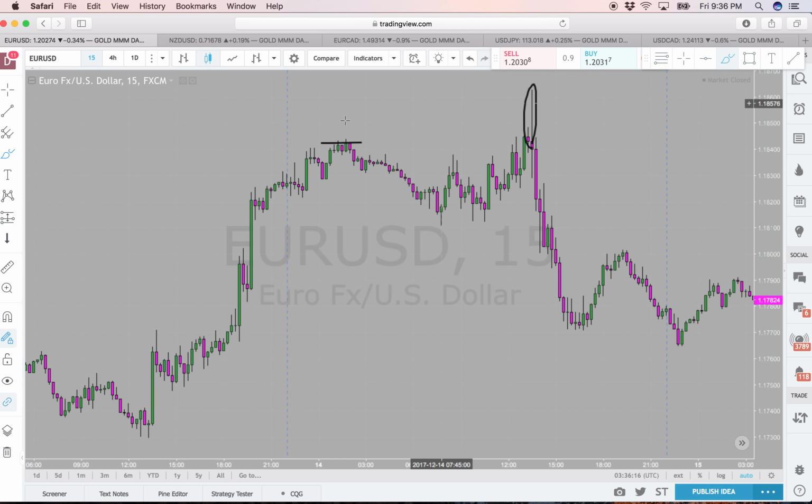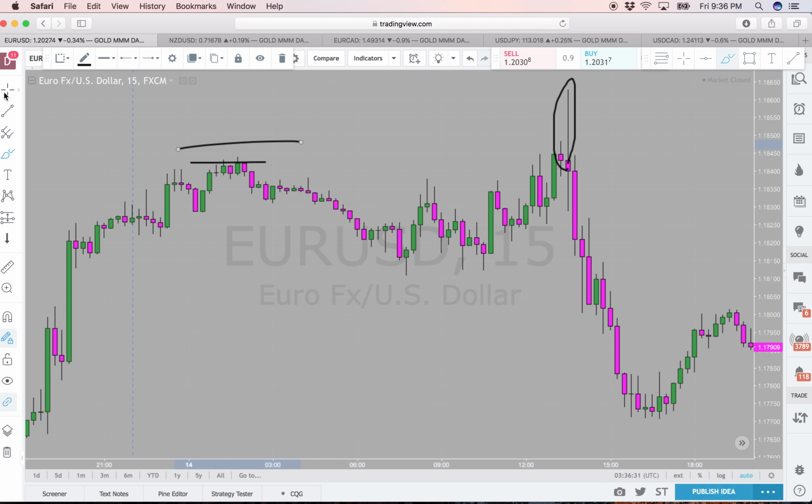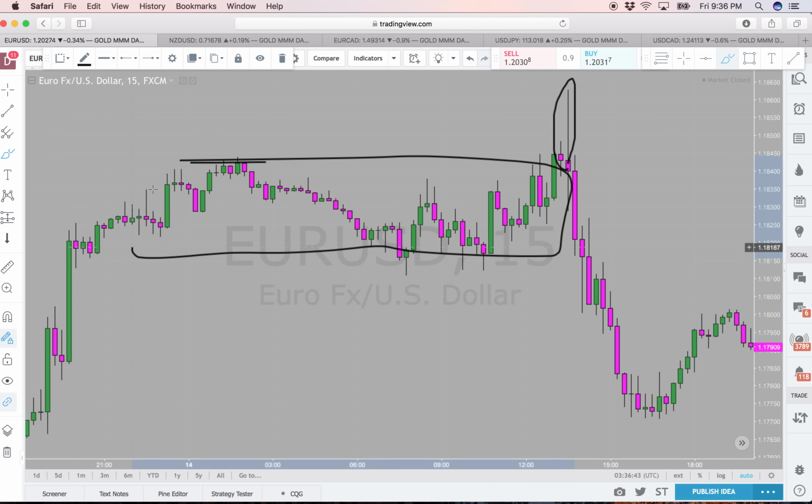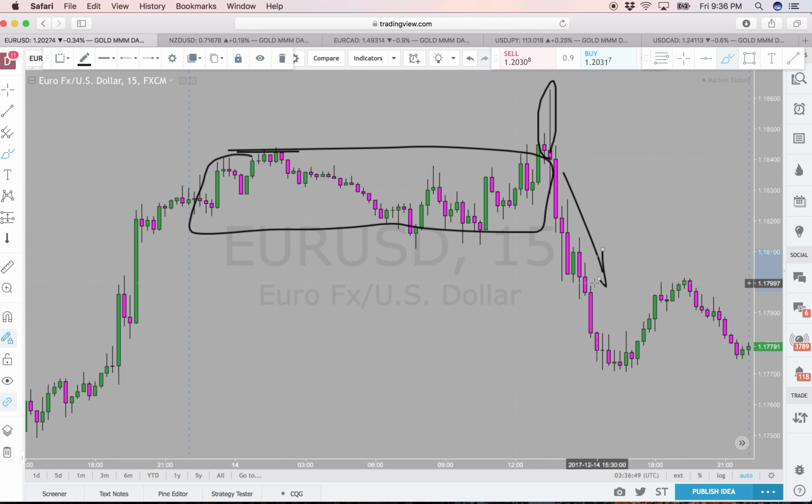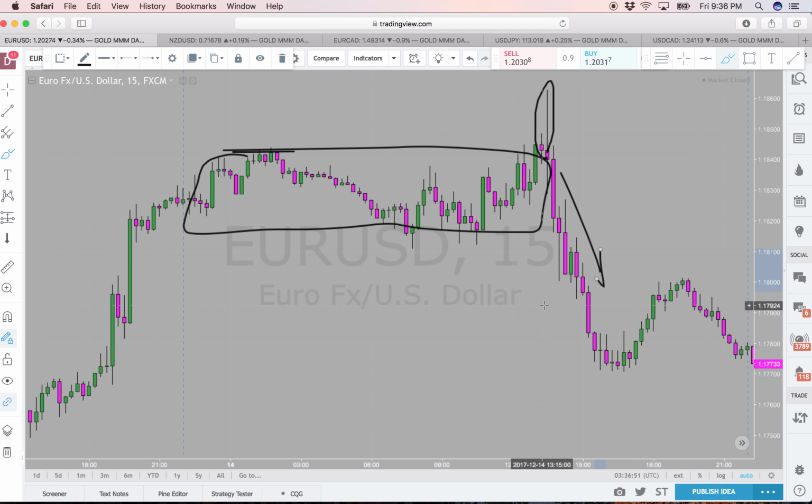It went up to activate the buy stops up here, inducing retail traders long when they saw that big green candle, and also hitting the stops of any sellers that may have sold anywhere in here so that they do not get this money when they finally reverse the market on them.